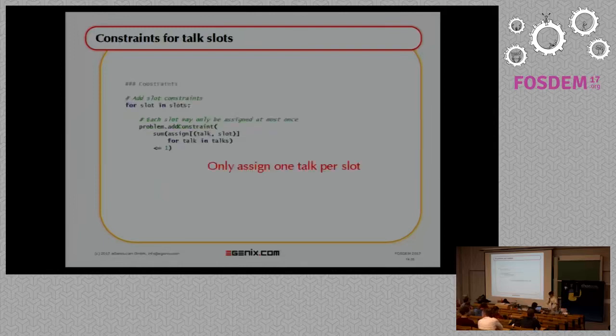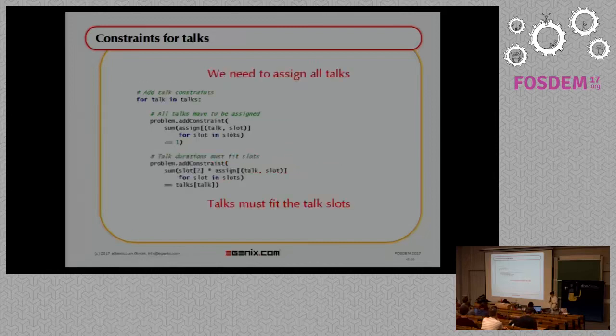Right, and then you have to formulate the constraints that I just mentioned. For example, you can only assign one talk per slot. So you cannot have two talks in the same slot. This is very easy to do. The standard way of doing it is you just take the sum of all the talks that you have in that slot, and it should be lower than or equal to 1.